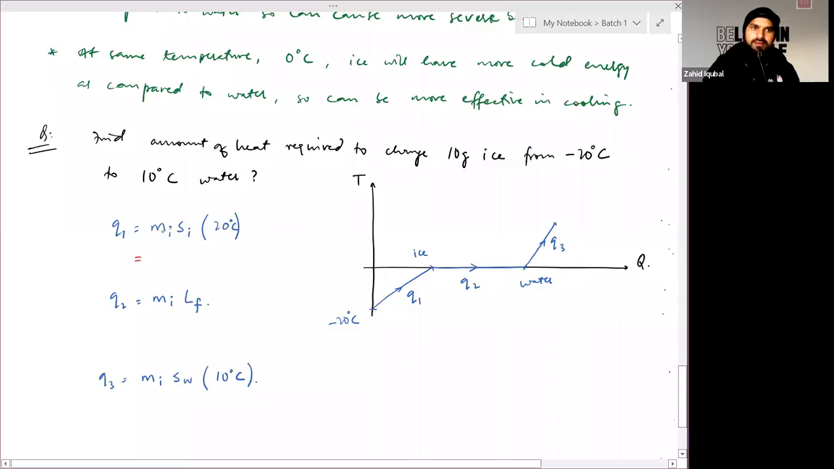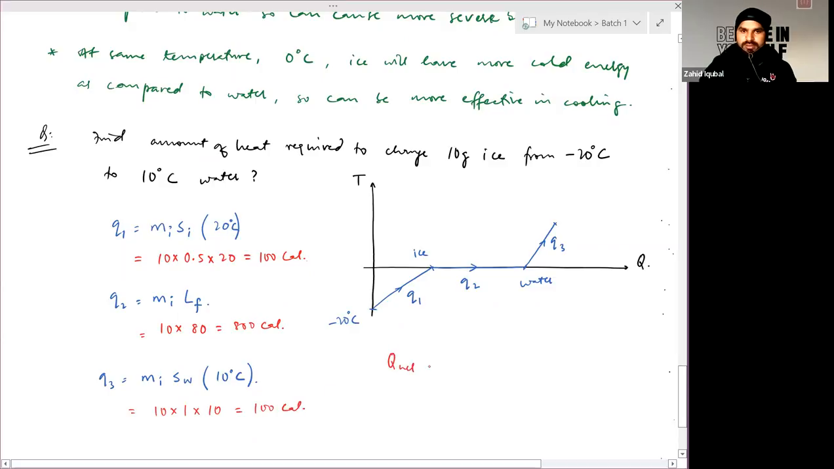Let me solve. Mass of ice, we have 10 gram. Specific heat capacity of ice is 0.5. Change in temperature is 20. So if you multiply all this, 20 into 10, 200 into 0.5, just 100 calorie. For this part, mass of ice is 10, latent heat of fusion constant for ice will be 80, so 800 calorie. And this part, 10 gram, specific heat of water is 1, and change in temperature is 10, so it will be 100 calorie. So on adding all, Q net will be 100 plus 800 plus 100, it will be 1000 calorie.